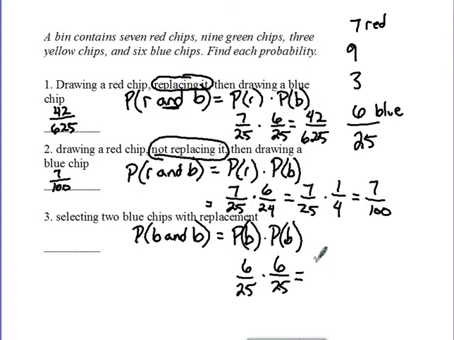And 6 times 6 is 36. And 25 times 25 is 625. So the probability of drawing a blue chip and then another blue chip after replacing the first blue chip is 36 out of 625.